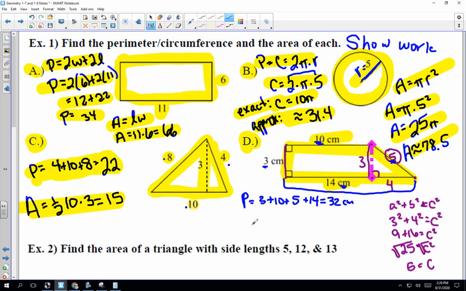Okay. So now we're going to find the area, and we can't just find the area of one of these things because it's a rectangle and a triangle. So we're going to find the area of the rectangle and add it to the area of the triangle. So we're going to find both. Area of a rectangle is length, which is 10, times width, which is 3. And area of the triangle is 1/2 base times height.